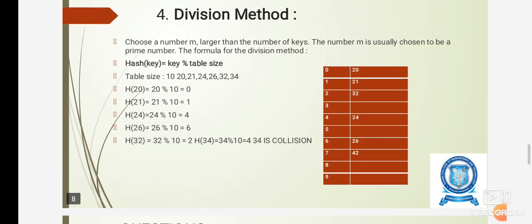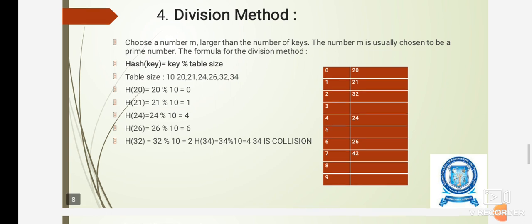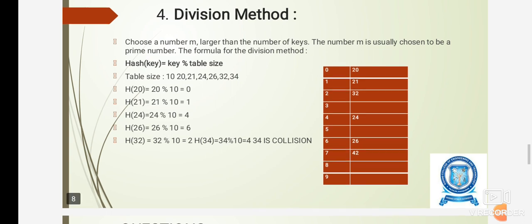Already in the 4th location 24 is available, but 34 also maps to the 4th location. Now a collision will occur at index 4.